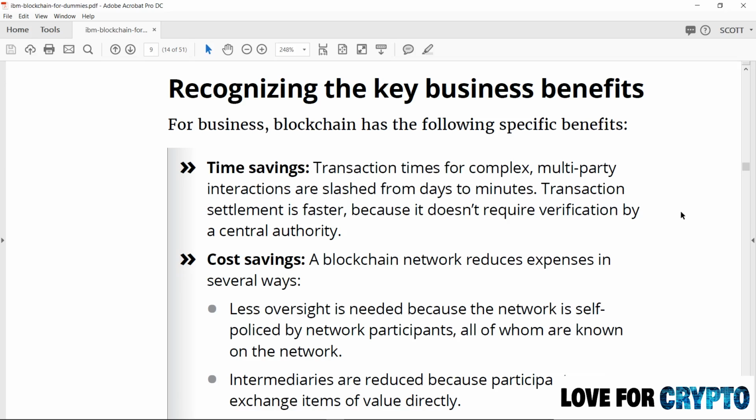Time saving is a massive one. The transaction times for complex multi-party interactions are slashed from days to minutes. Transaction settlements are faster because it doesn't require verification by a central authority. It reduces friction a ridiculous amount.